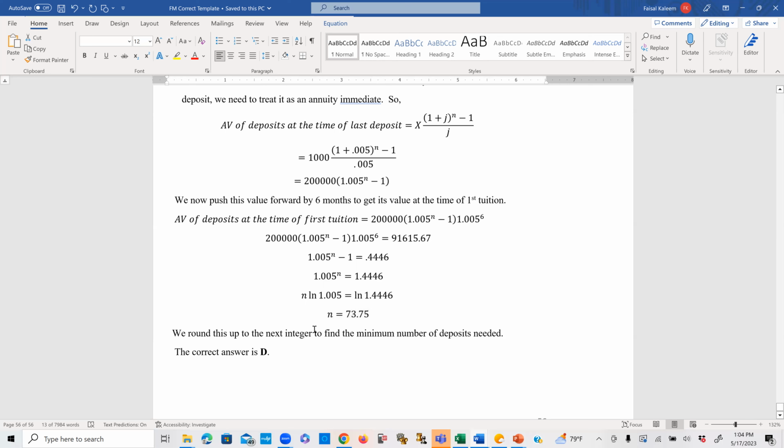And now just keep in mind that we are not doing 74 because this 0.75 is bigger than 0.5. We're doing 74 because it's 73 point something. So even if this was 73.1, we would still need a minimum of 74 payments to make sure that we are able to pay all the 4 tuitions. So this is a case of rounding up to the next integer and not just the usual mathematical rounding. And 74 is choice D.